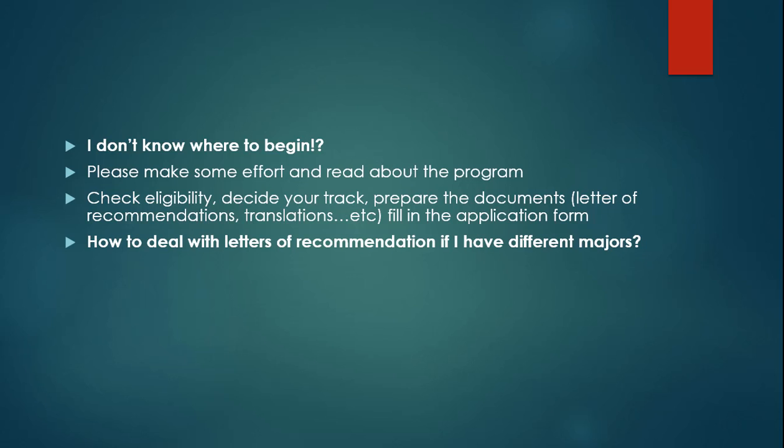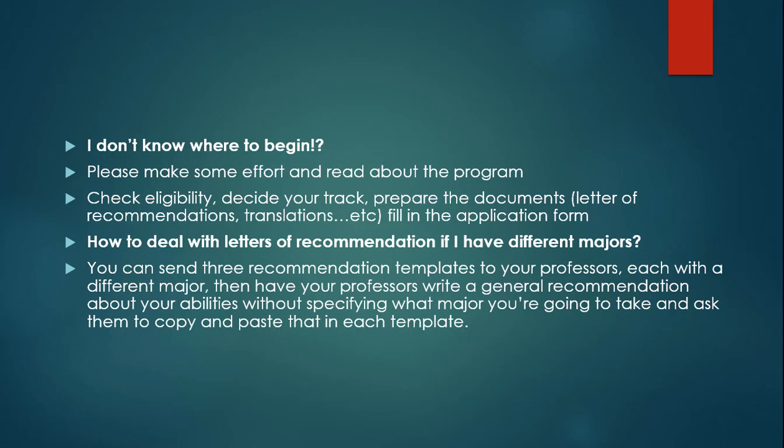Next, how to deal with letters of recommendation if I have different majors. So for those of you applying to embassy track, you will have to choose 3 universities and 3 majors. One way you could solve this is by sending 3 recommendation templates that are in the application form to your professors, each with a different major. Because you are required to write your major, you cannot write 3 majors all at once, so you have to make 3 separate templates and write each major in each, and then send them all to your professor and then explain to them. Then have them write a general recommendation about your abilities without specifying what major you're gonna take, and ask them to copy and paste that in each template.